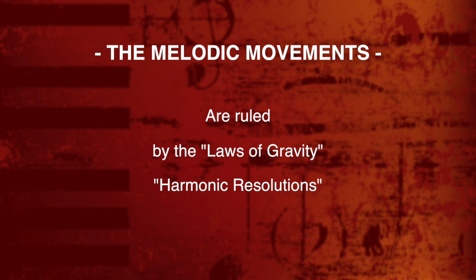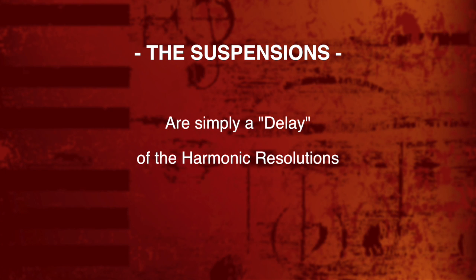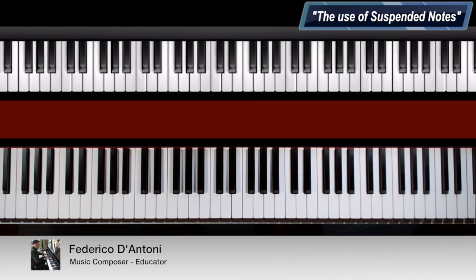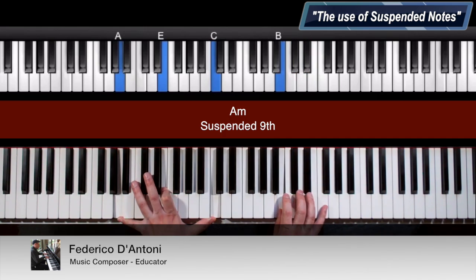Now that we understand this concept, we can say that suspensions are simply a delay of these harmonic or melodic resolutions. The most common suspensions are over the ninth and the fourth. For example, on A minor, the ninth of A is B, so then we can suspend the scale by stopping on B, creating therefore a suspension that will eventually resolve back to A.